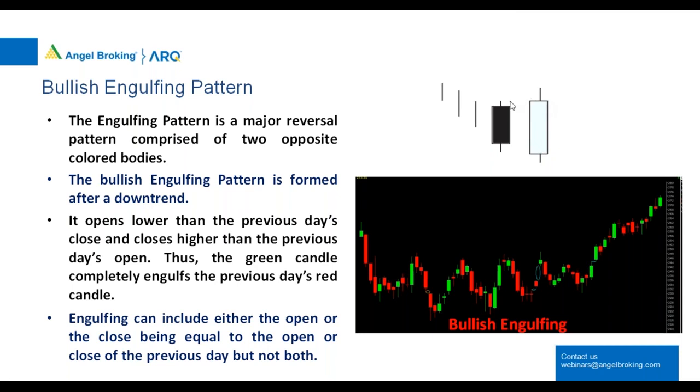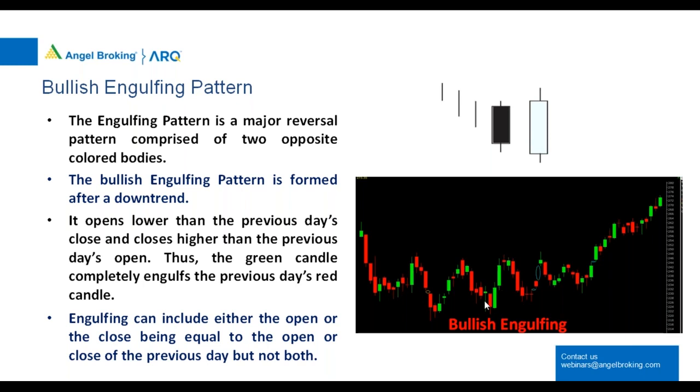The bullish engulfing pattern is formed after a downtrend. So after a correction, if there is a bullish engulfing pattern, then a bottom could have been formed, and the stock could rally from there. See this. This was a day. The stock opened here and closed lower, so we have a black day. The next day, the stock opens lower than the previous day's close. The previous day's close was here. It opened lower and then closed. Look at the close. The close was above the previous day's open.